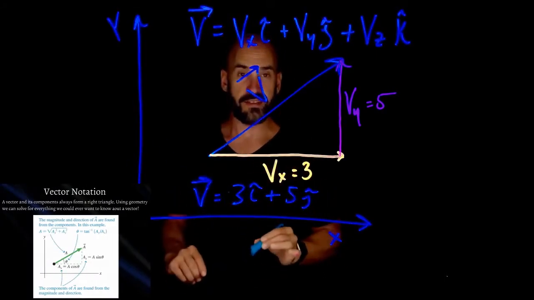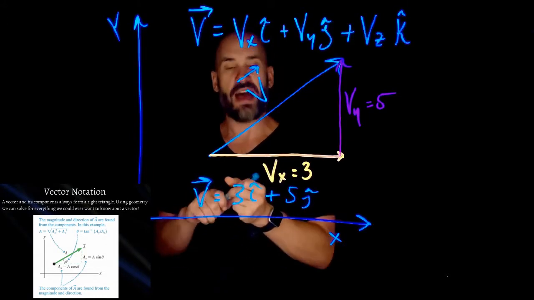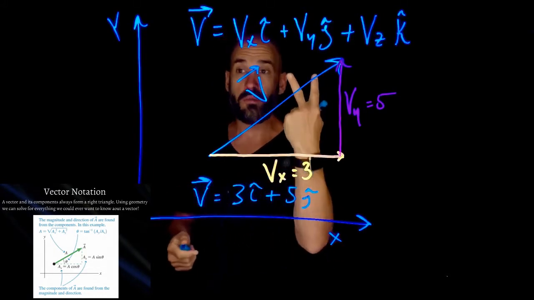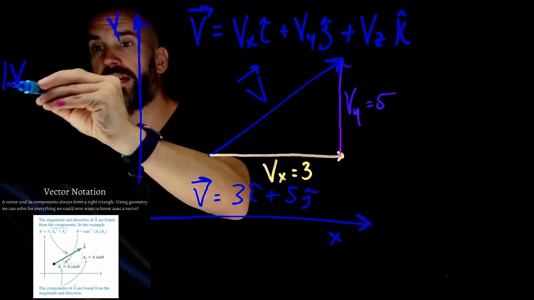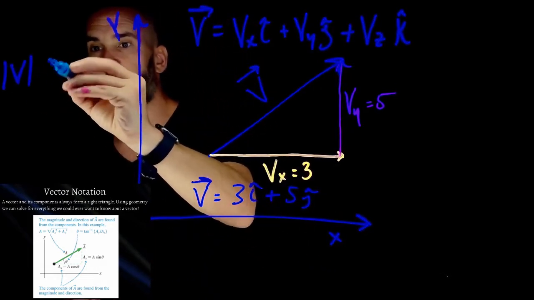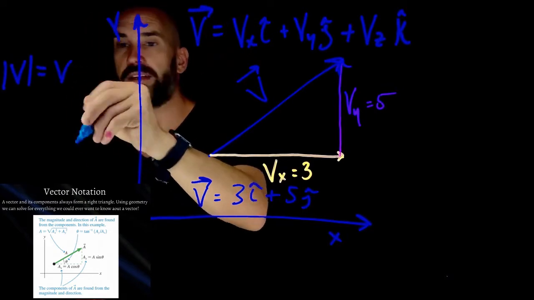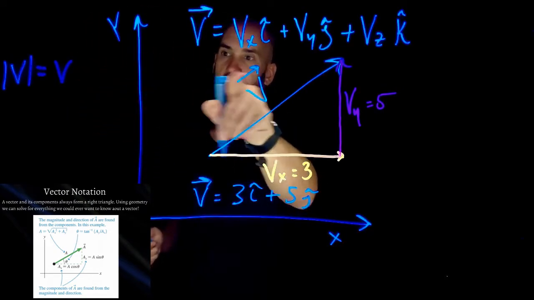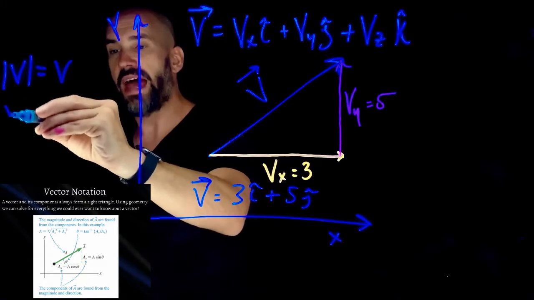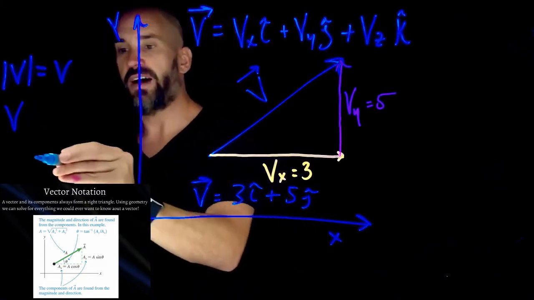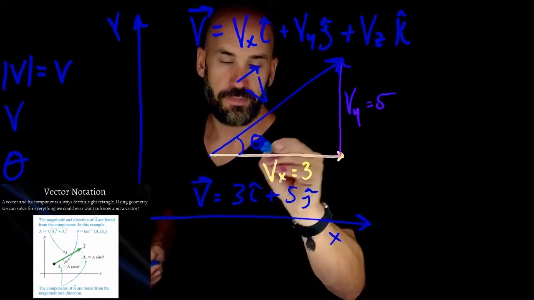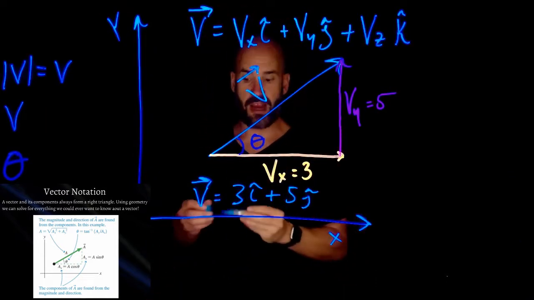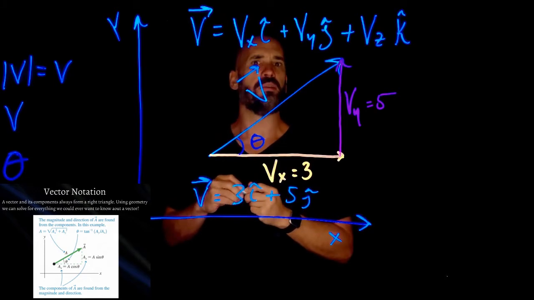The question is, how can we find out the 2 things that are most important about a vector, right? And those 2 things are its magnitude, which usually is just written as the v without the little arrow over it, okay? So how do we find the magnitude of a vector, and how do we find its direction, in other words, the angle at which it points? Those are the 2 things that we care about. How can we solve for them?